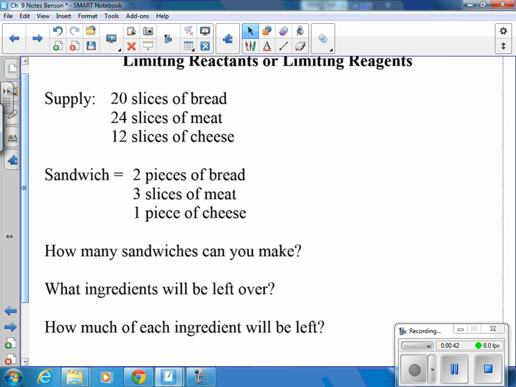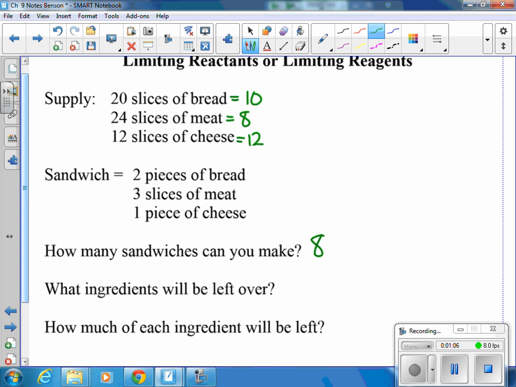So what you want to take a look at is, if I need 2 slices of bread for each sandwich, then that means I can make 10 sandwiches with that. 24 divided by the 3 slices of meat, I can make 8 sandwiches with that. And then I can make 12 sandwiches with my slices of cheese. So how many total sandwiches can you make? Well, I can't make more than I have of other ingredients, so I can make 8 sandwiches.